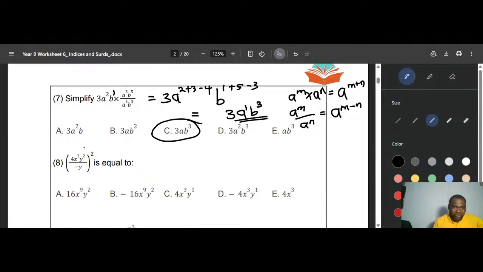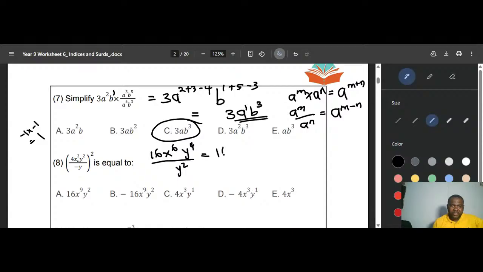So I will say 4 squared is 16. X cubed, when you square it, is x^6. You just multiply the powers. This one is y^4. You multiply the powers. Minus disappears because negative 1 times negative 1 is 1. It becomes positive. Then you have y squared.